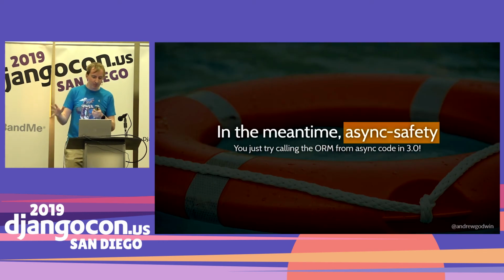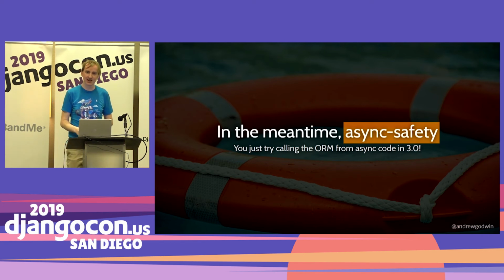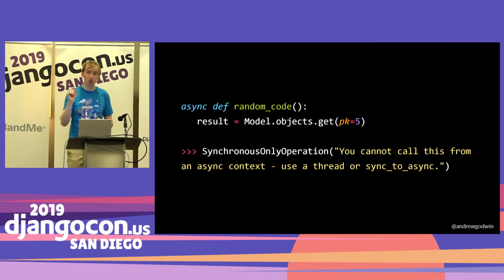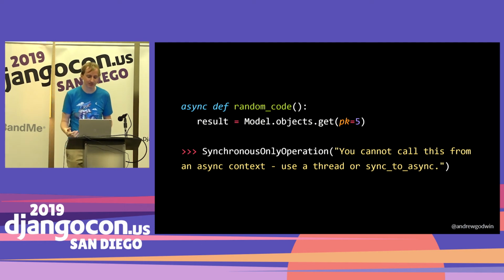In the meantime, before we get to all of that, we did add one thing in Django 3, which is that the Django ORM is now fully aware of async safety. If you try and call the ORM from an async context in Django 3, it will complain at you nonstop. It will be like, what are you doing? Why are you doing this? Please stop. And this is the important first part. We have to make sure it's at least somewhat safe. So that's the one thing we did get the ORM done.